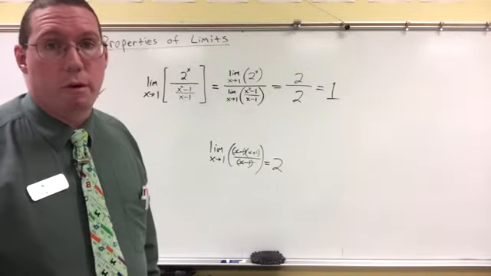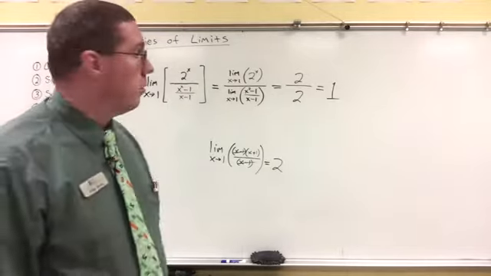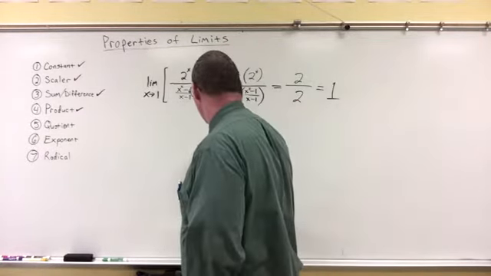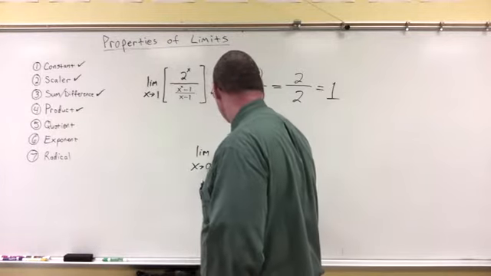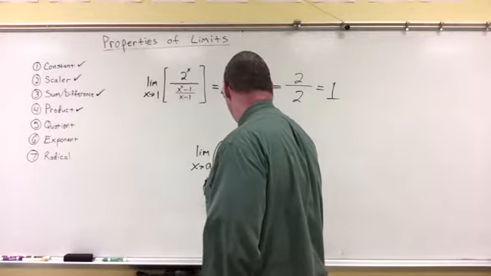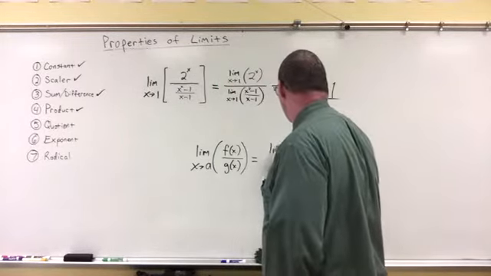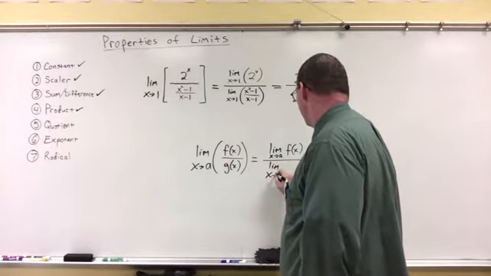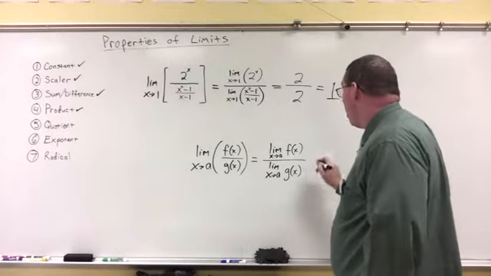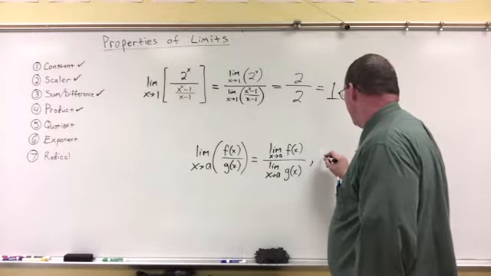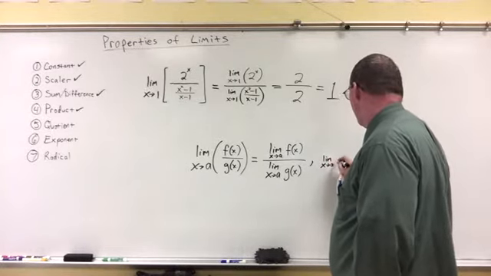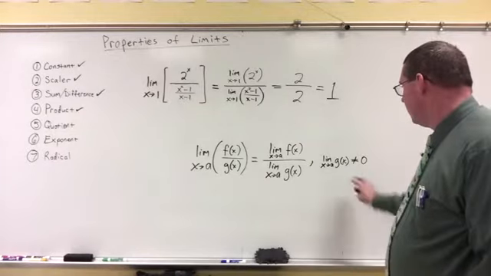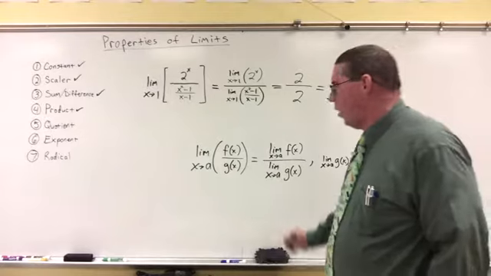This one in particular is extremely important in calculus, especially if you move on to calculus 2. Okay? So that is the property of quotients. And I can show you the technical definition, which goes: the limit as x approaches a of f of x over g of x is equal to the limit as x approaches a of f of x divided by the limit as x approaches a of g of x, as long as the limit as x approaches a of g of x does not equal 0. As long as this does not equal 0, then you're a go for this. Okay?